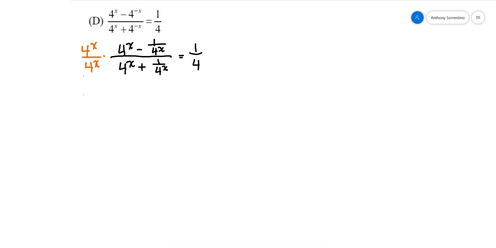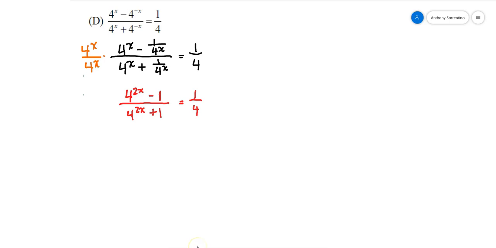Here, multiplying by 4 to the x over 4 to the x is like multiplying by 1, so I'm not really changing the left-hand side. I'm just making it a little bit easier to deal with. Because what I end up having as a result is 4 to the x times 4 to the x, which gives me 4 to the 2x, minus 1, over 4 to the 2x plus 1. So it's already looking a little better.